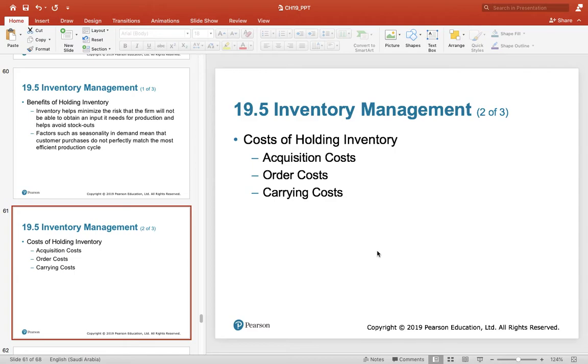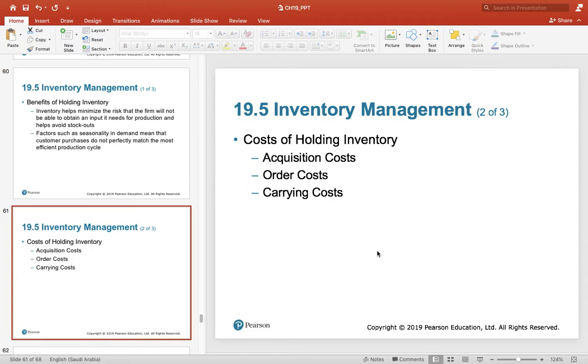Every alternative, every choice, every policy involves certain costs. In inventory management also, there is cost involved in holding the inventory. What are the costs for holding the inventory? Acquisition cost, ordering cost, and carrying cost.